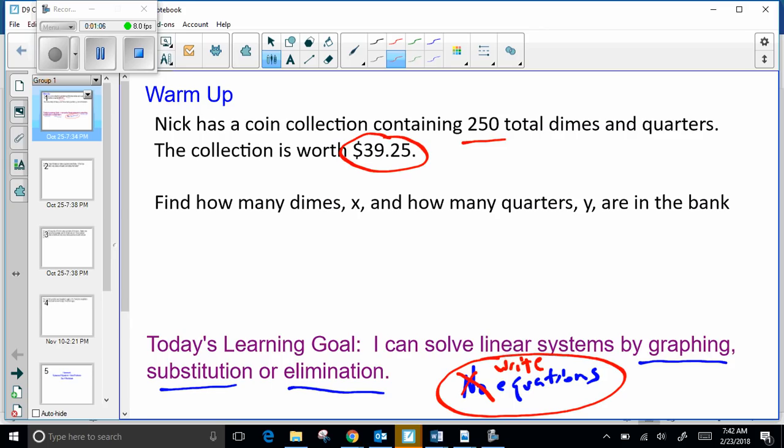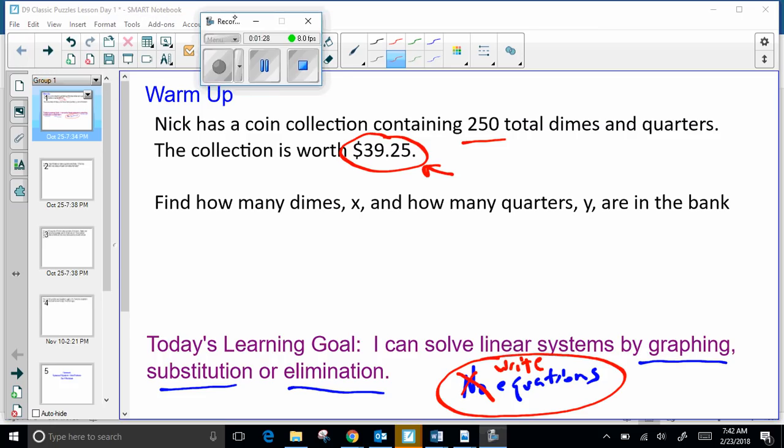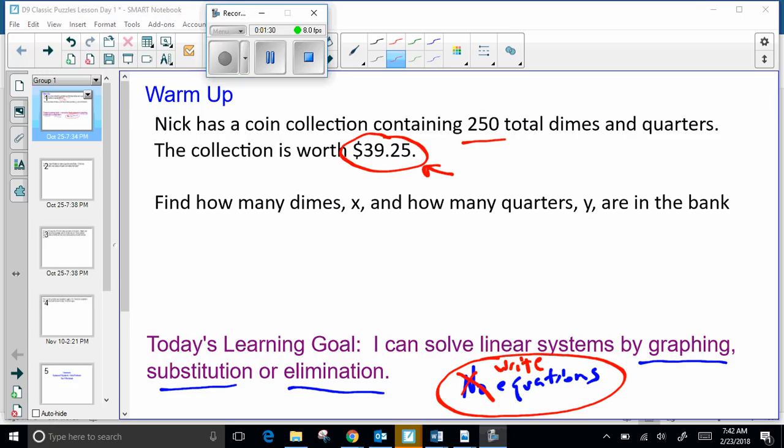If you just took one of them, 250 total dimes and quarters, well, there's all kinds of combos. You could have 249 dimes and 1 quarter, or 200 dimes and 50 quarters, and so on. But because it has to be this specific amount, there's only one solution that works. So, like I said, I just want to get you started, and once we finish these notes, then you'll be able to complete your homework on your own.